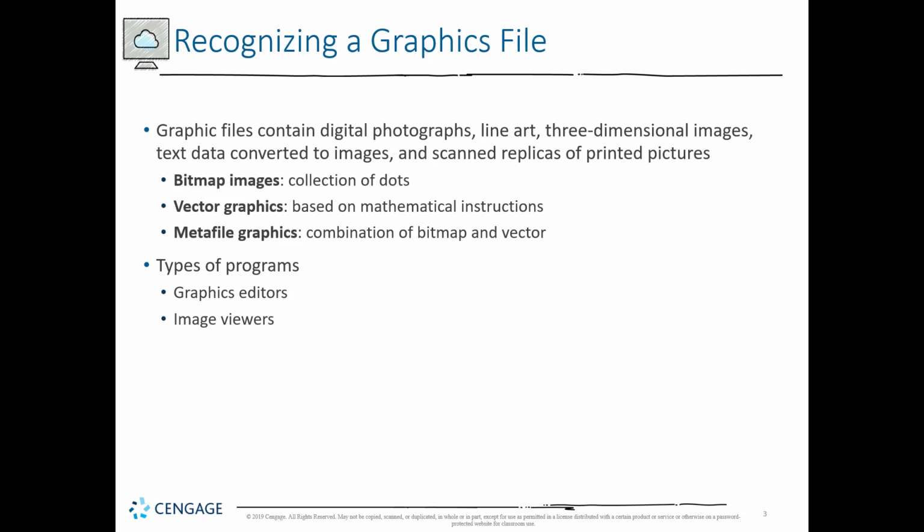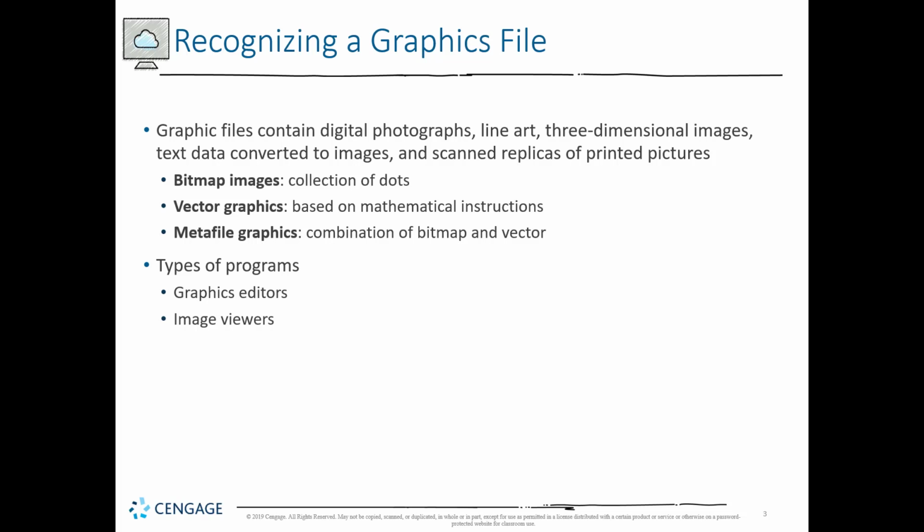The first area is recovering a graphics file. First of all, graphic files contain some type of digital photography, art, image, three-dimensional, two-dimensional, or text data that's converted to an image, a scanned replica. It's a data file that is depicting an image. We have a few different types. We have a bitmap image, that's a collection of dots. We have a vector graphic that's based on mathematical instructions, and we have a metafile graphic, and that's a combination of both a bitmap and a vector graphic file.